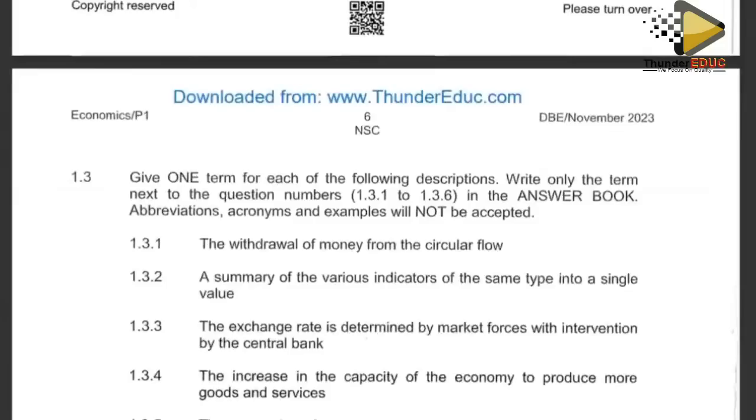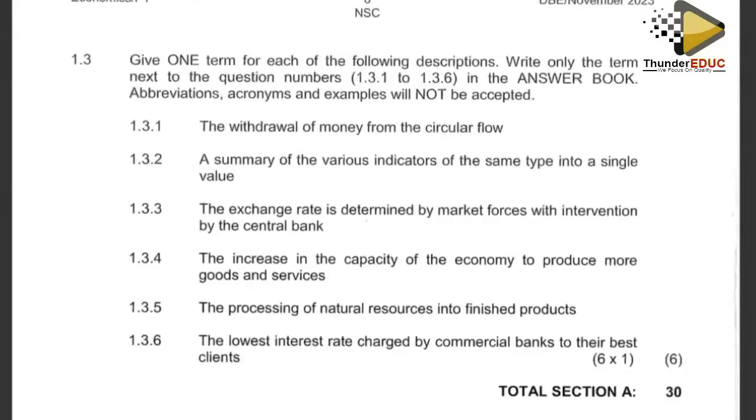The next question that we are faced with is 1.3, and this 1.3 reads as follows: give one term for each of the following descriptions. Write only the term next to the question numbers. An example is given for 1.3.1 to 1.3.6 in the provided answer book. So abbreviations, acronyms, and examples are actually not being considered in this question.